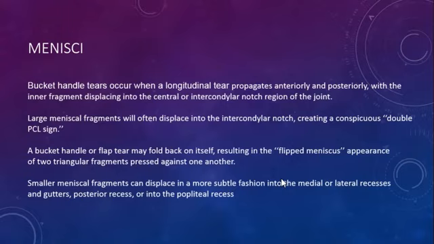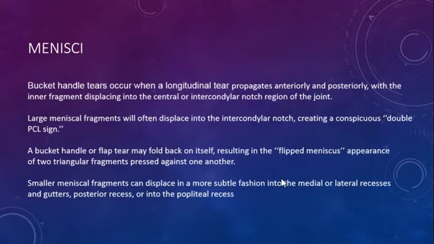resulting in a fragment of the disc that is separated from the parent disc, and it is usually displaced centrally into the intercondylar notch region of the joint, resulting in what's called the double PCL sign. However, sometimes the flap of the tear may fold back on itself in what's called a flipped meniscus appearance, with two triangular fragments pressed against one another. You have to understand that.